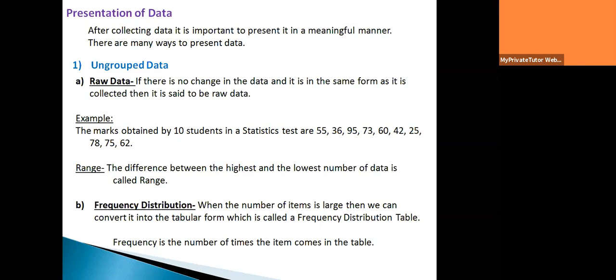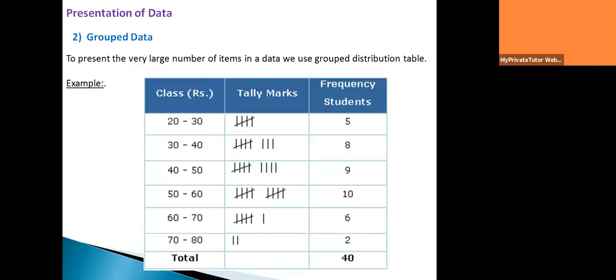What is a frequency distribution? Whenever we have a large number of items, large data, for example hundreds, thousands, or 10,000s, we need to represent that data in a simple way. So we're going to use the frequency distribution. It looks like a table. Going forward, we'll learn those things. These are the basics, the theory part of statistics.